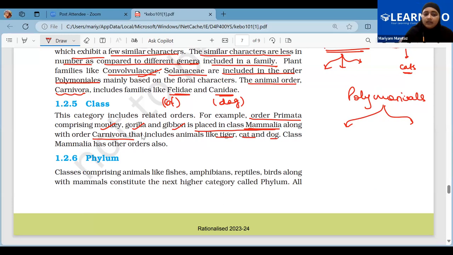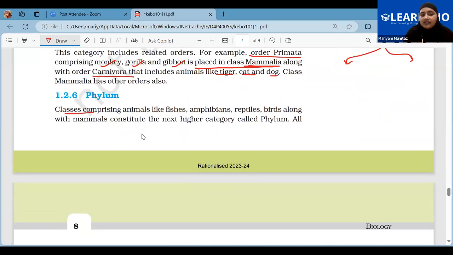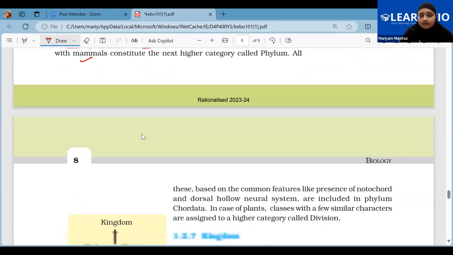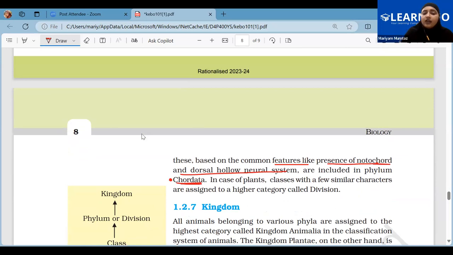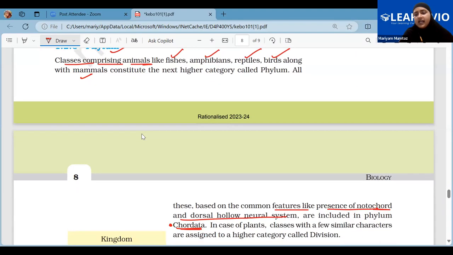Yes, ma'am. Then there is phylum. A group of classes will become a phylum. This is the next higher category. Classes comprising animals like fishes, amphibians, reptiles, birds, along with mammals, all of us come under one phylum. Based on common features like the presence of notochord and dorsal hollow neural system, these are included in the phylum Chordata, the ones that have notochord present. You will understand notochord when we come to the animal kingdom. For now, you must understand that they all belong to one phylum.